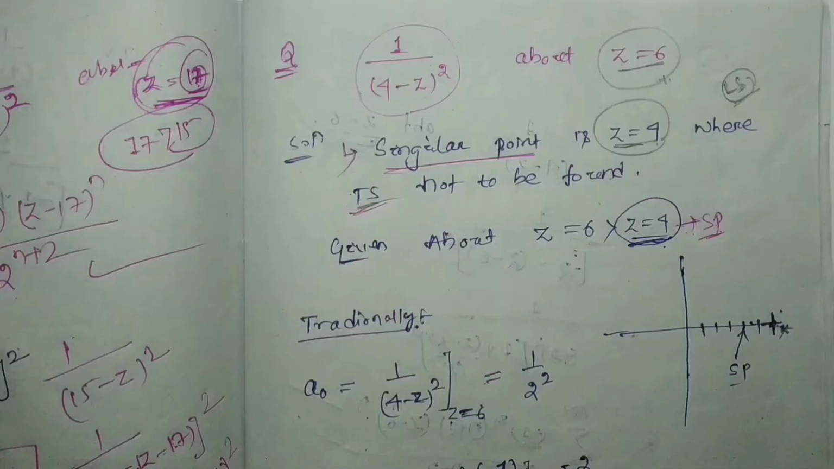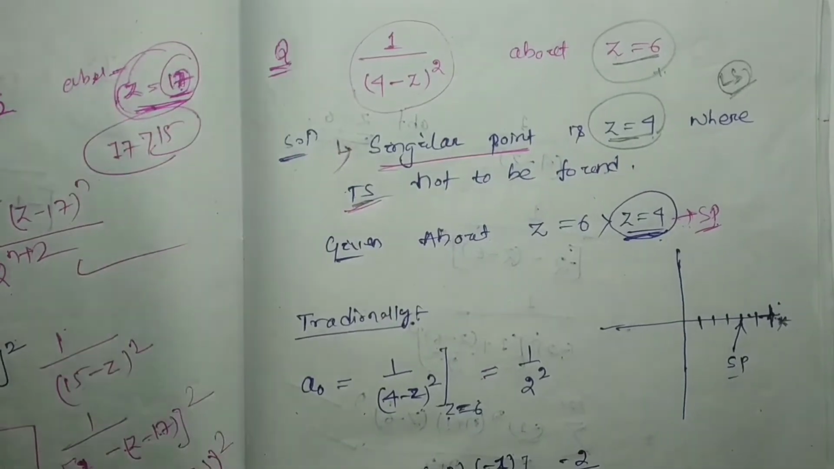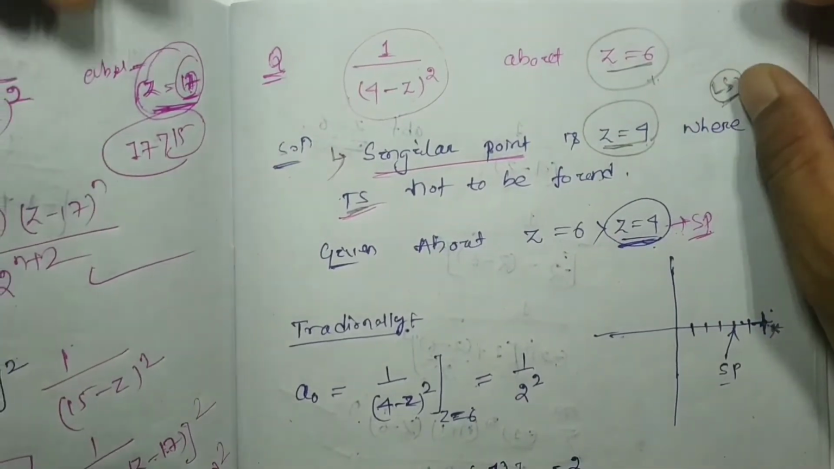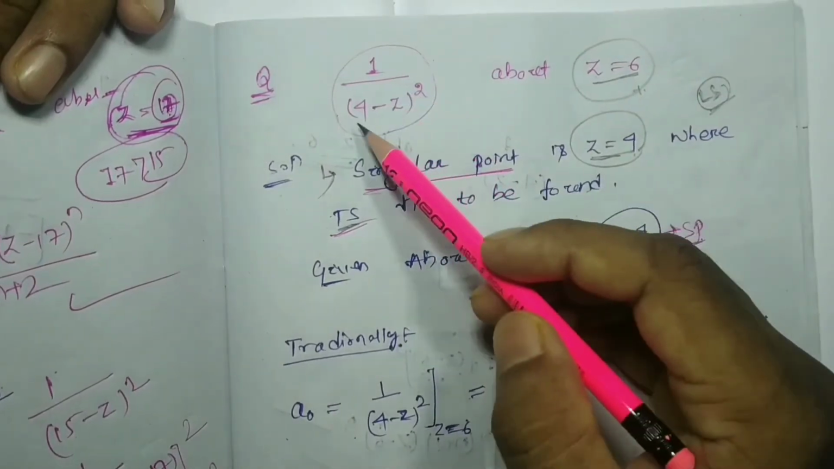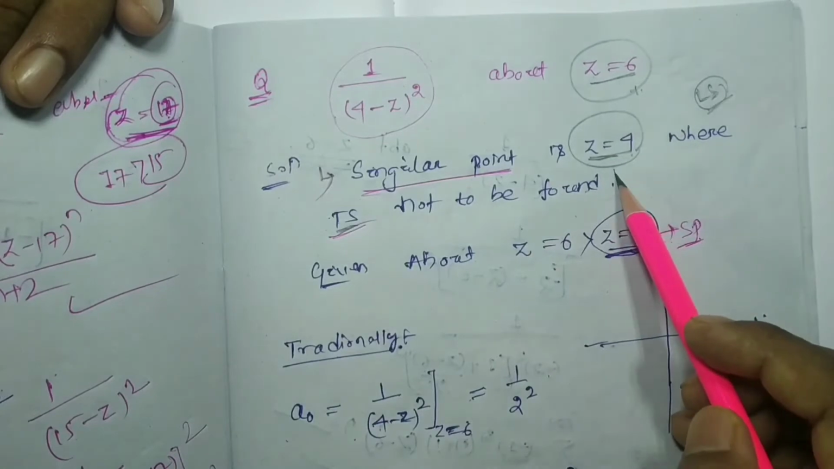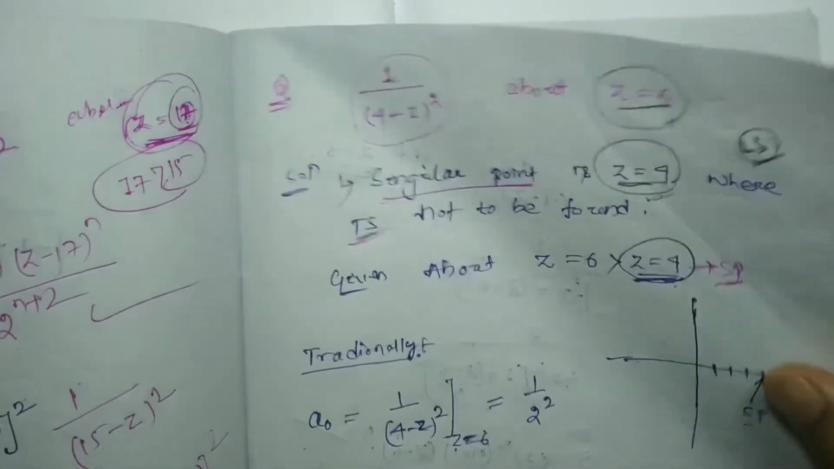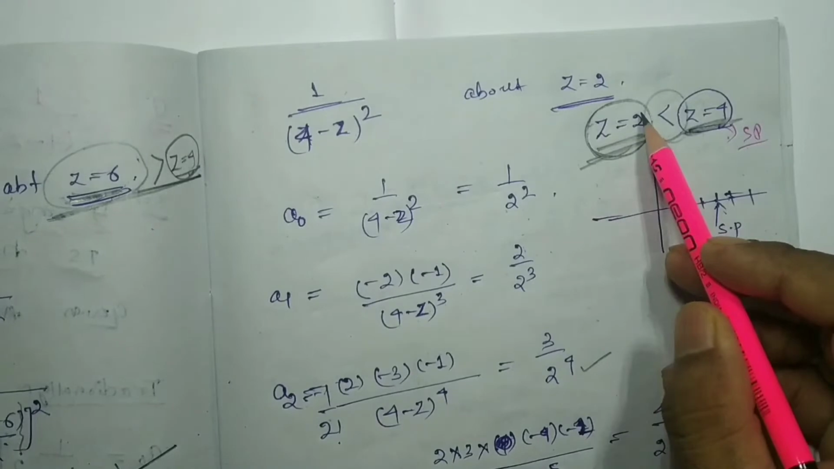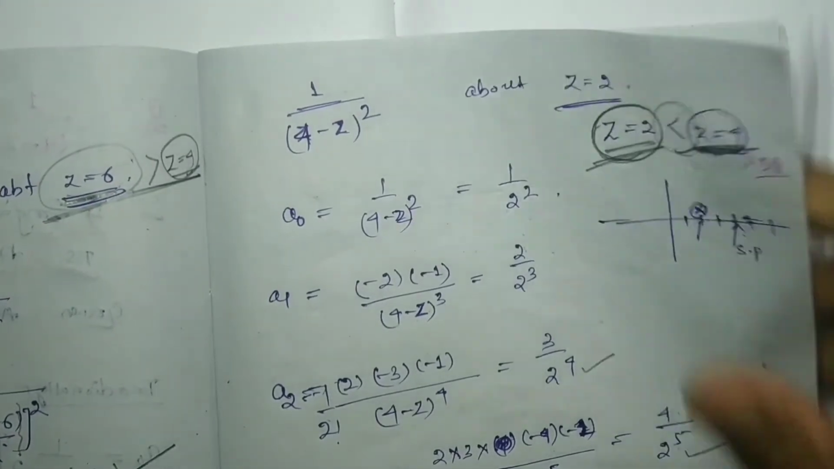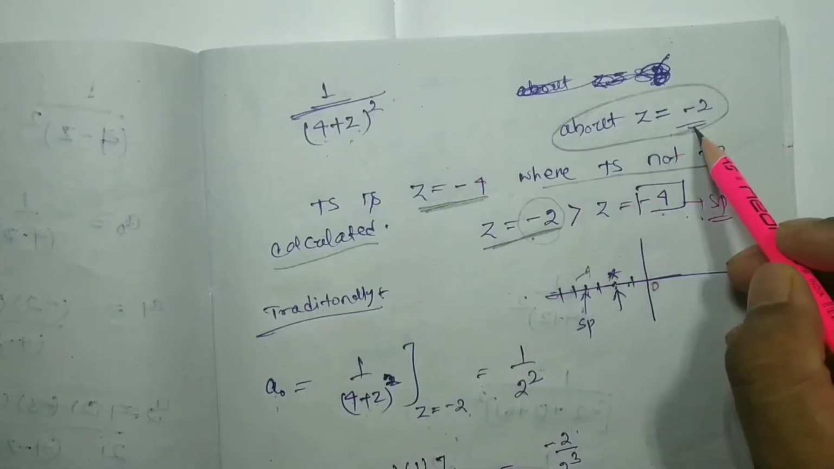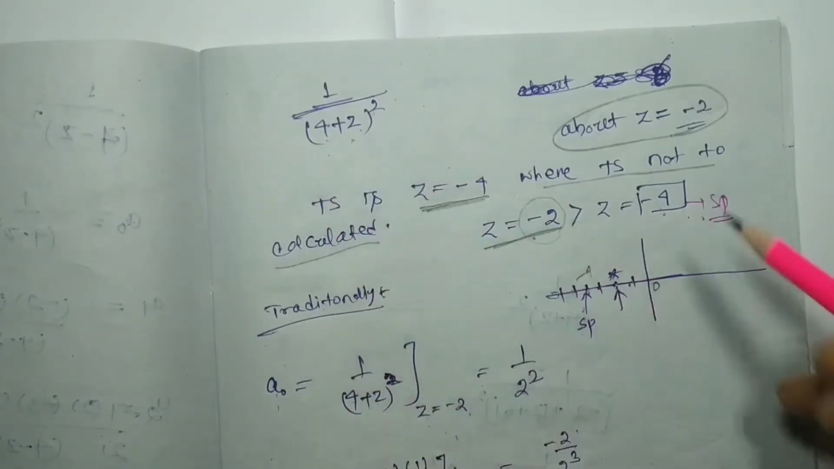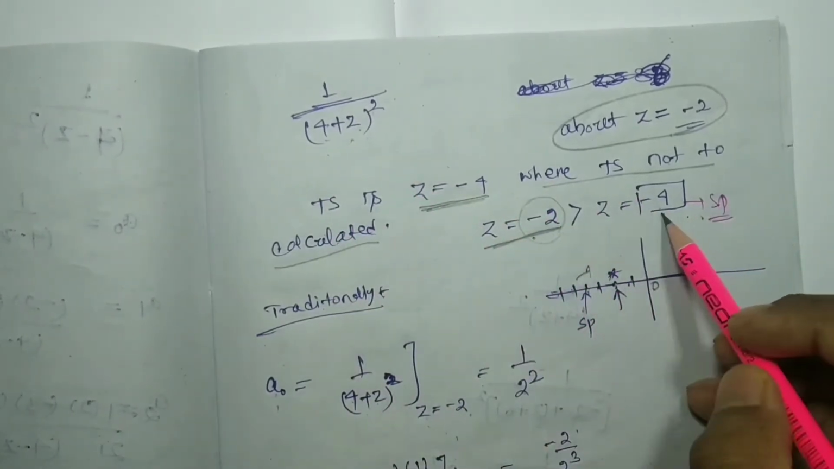In our last class we discussed four numericals based upon Taylor series, that is 1 by 4 minus z square about z equal to 6, which is greater than its singular point, and then the same question about z equal to 2, which is less than its singular point 4. And then we discussed 1 by 4 plus z square about z equal to minus 2, which is greater than its singular point. The singular point is minus 4 and minus 2 is greater than minus 4.